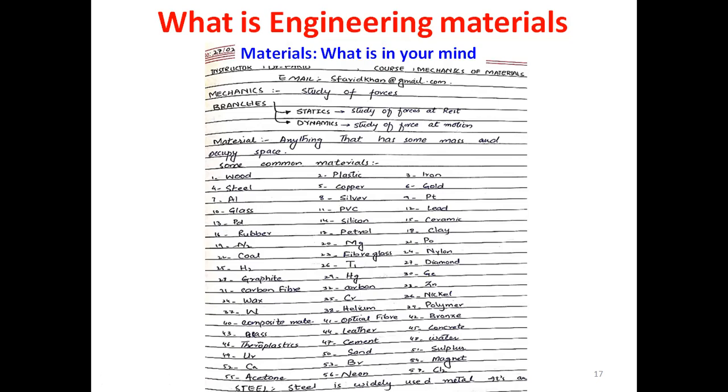My next question to the students was, which material is widely used? Normally in our world, the engineering material that is widely used in mechanical engineering and mechatronics engineering is steel. Steel is the material which is widely used in the engineering field, especially in mechanical, mechatronics, etc.